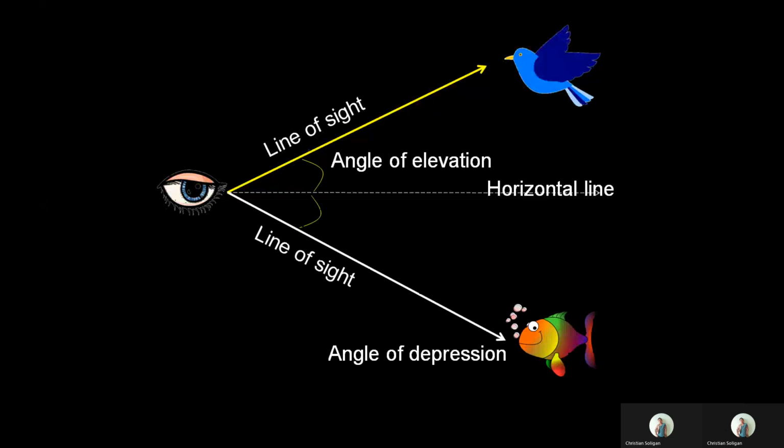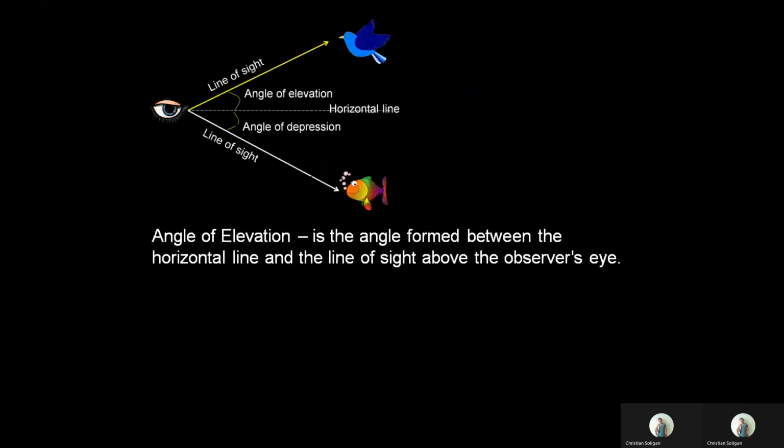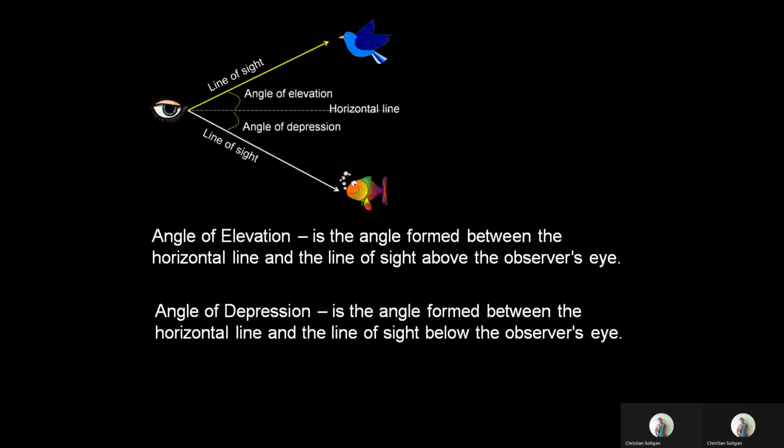Now, what really is an angle of elevation and an angle of depression? So, an angle of elevation is the angle formed between the horizontal line and the line of sight above the observer's eye, while the angle of depression is the angle formed between the horizontal line and the line of sight below the observer's eye. So let us ask ourselves, how are this angle of elevation and angle of depression related?